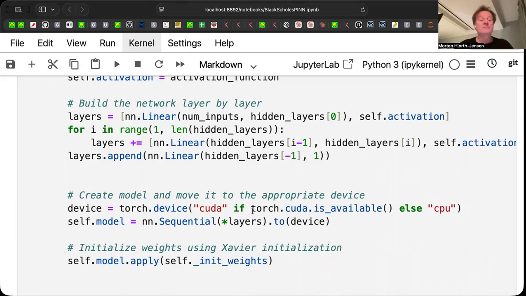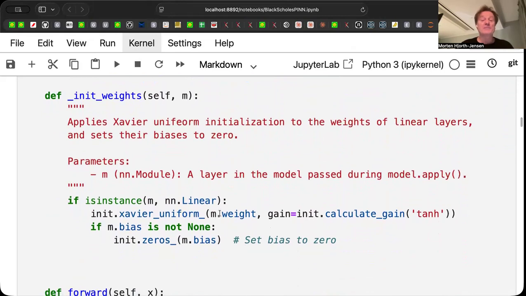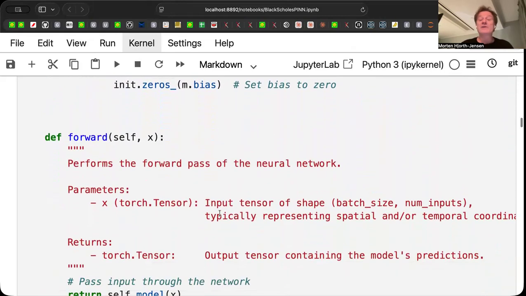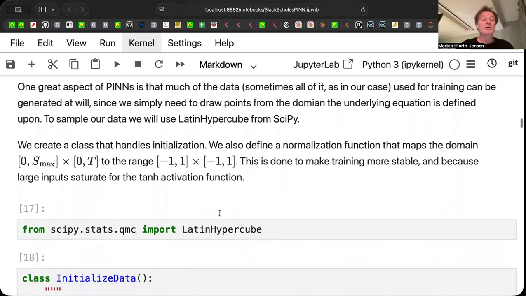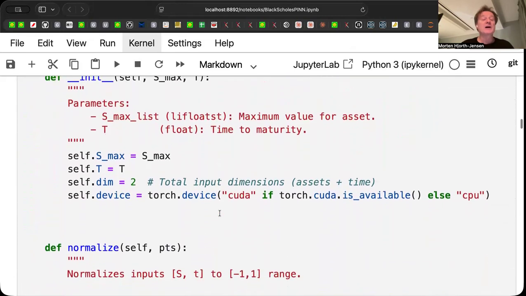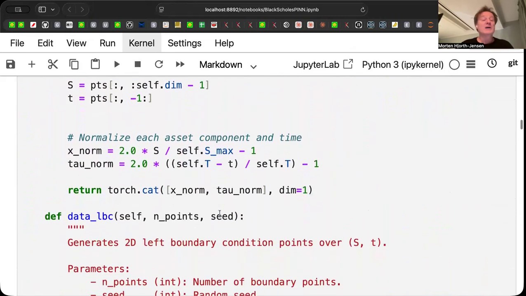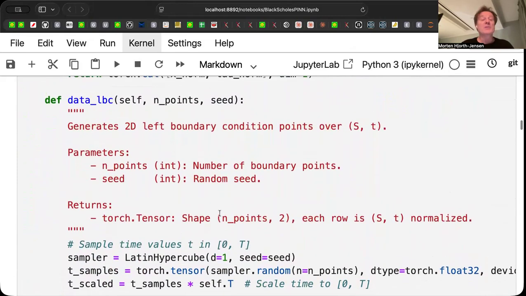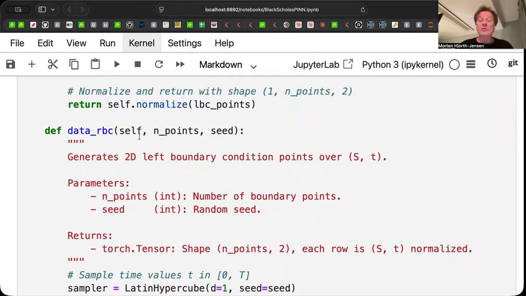Then we repeat what we did on whether we want to use GPUs or CPUs, and we have the possibility to do that. We initialize the weights, and this is defined here. Then we have the feed-forward pass, as before. And we have the training of the network, where when we initialize the data, we are normalizing and setting up the boundary conditions. This is the left boundary condition, and then we have to set up the right boundary condition as before.